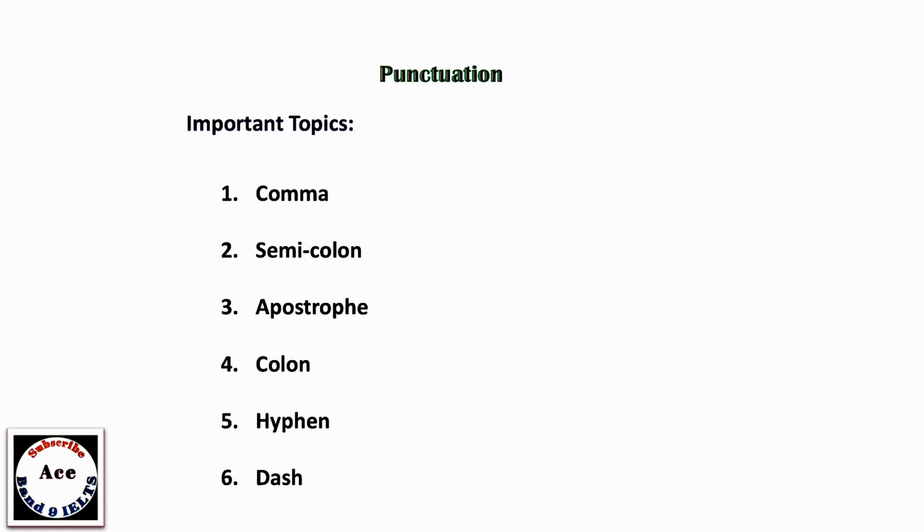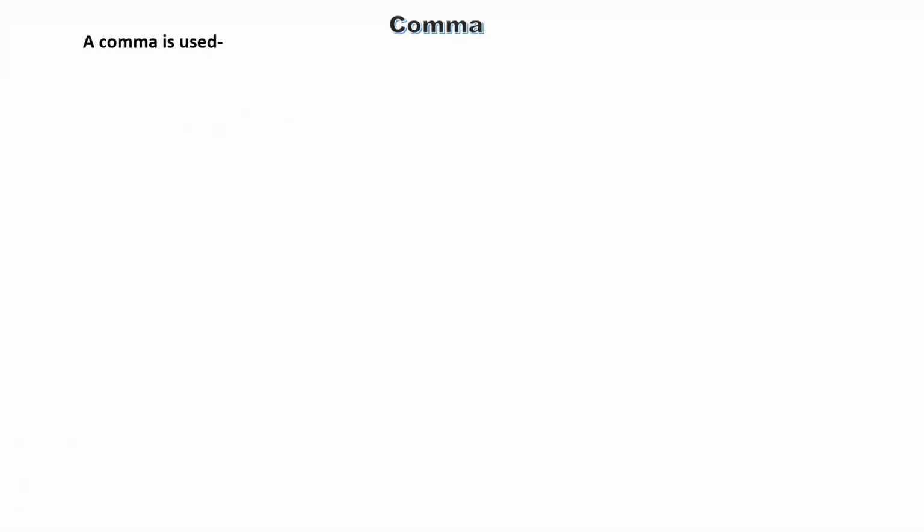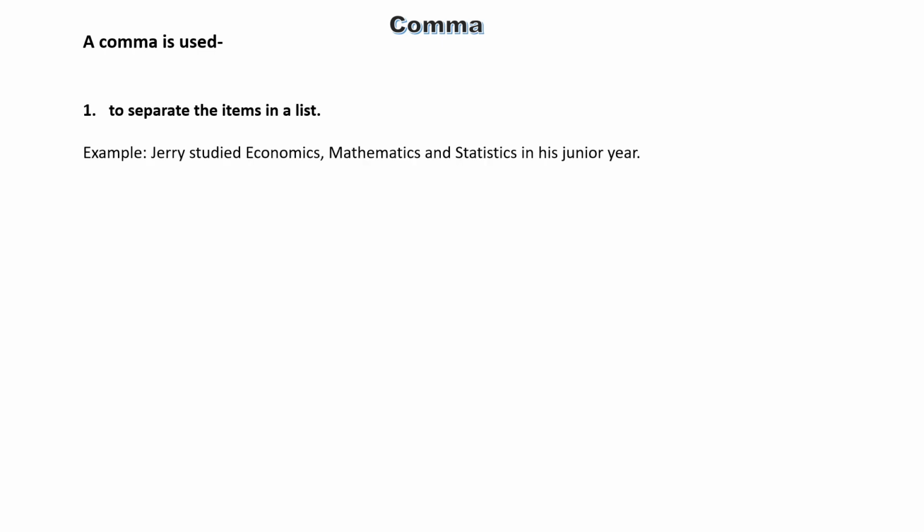How do you use comma? A comma is used to separate the items in a list. Look at this sentence. How many items are there in this list? There are 3 items: economics, mathematics, and statistics.